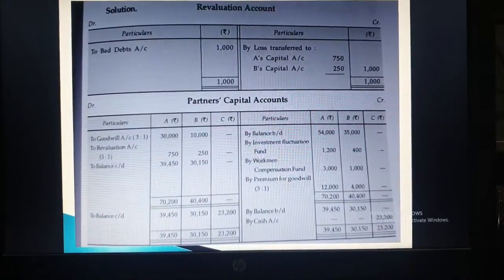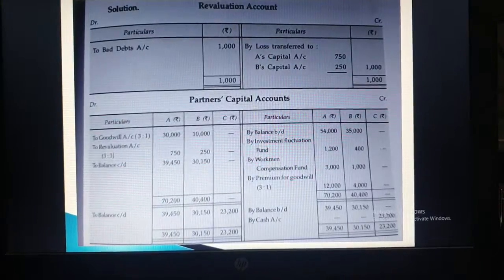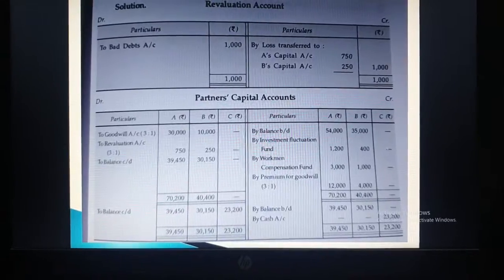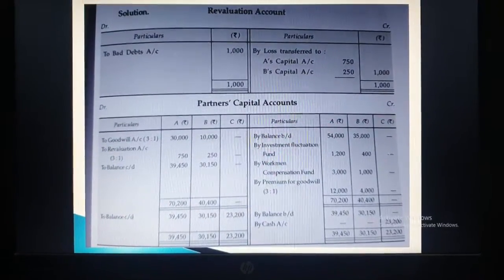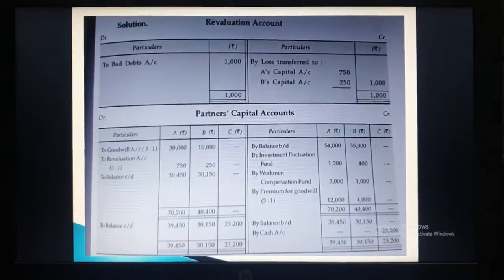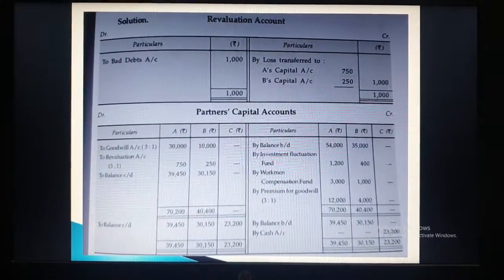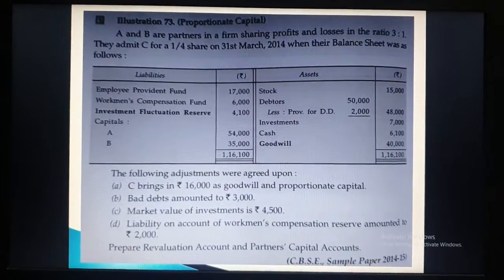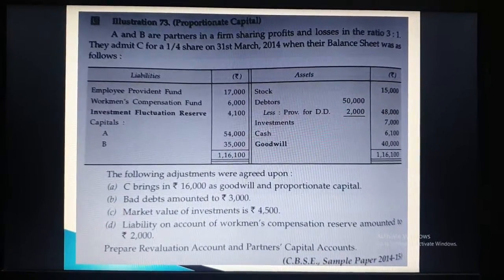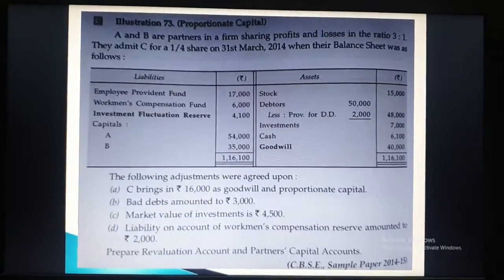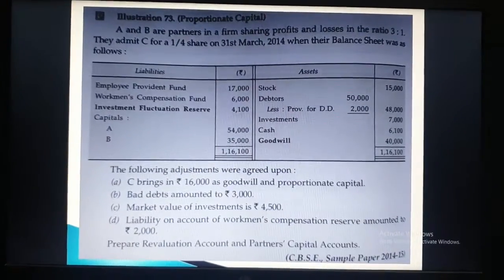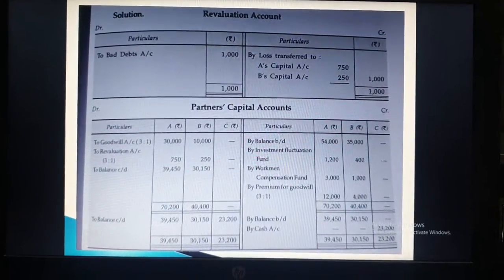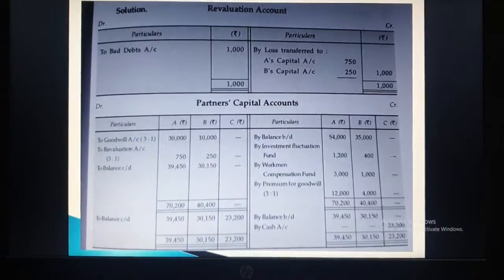Now come to the partners' capital account part. First of all, I told you that you have to mention the capital of A and B. That is, A's capital is 54,000 and B's capital is 35,000. That is given in the balance sheet in the question. Here it is given on the liability side that A's capital is 54,000 and B's capital is 35,000. So on which side will that capital be shown? That is on the credit side of partners' capital account, that is A's capital 54,000 and B's capital 35,000.